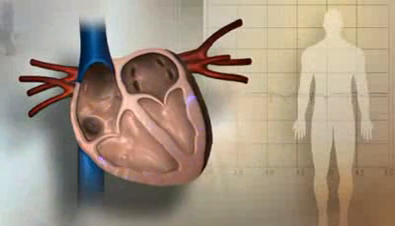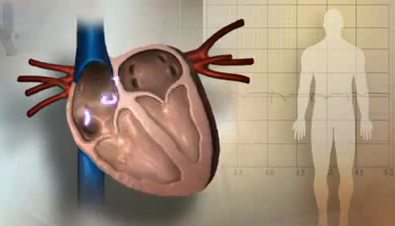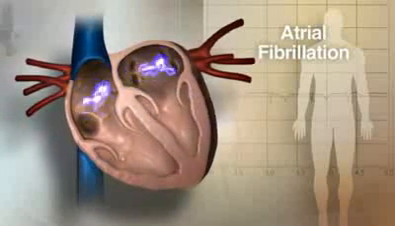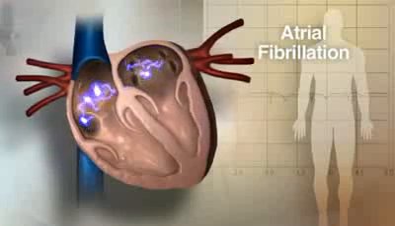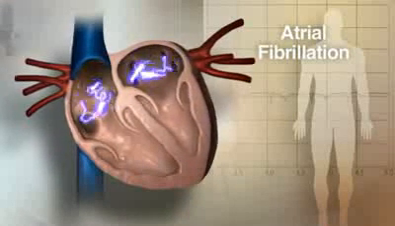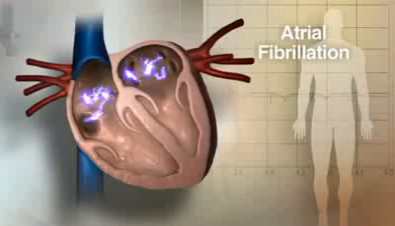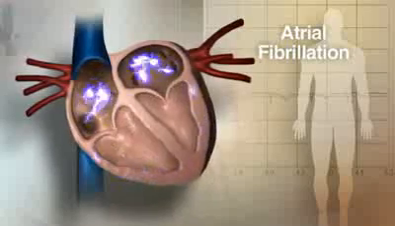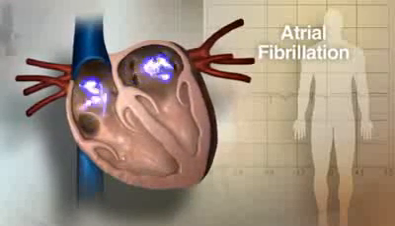When the electrical impulses become disorganized, it results in loss of organized contraction of the atrium. This is called atrial fibrillation. The atrial muscle stops contracting and begins quivering, known medically as fibrillating, which results in the atria no longer pumping blood into the ventricles. This results in highly irregular contraction of the ventricles, which can cause an uncomfortable sensation.